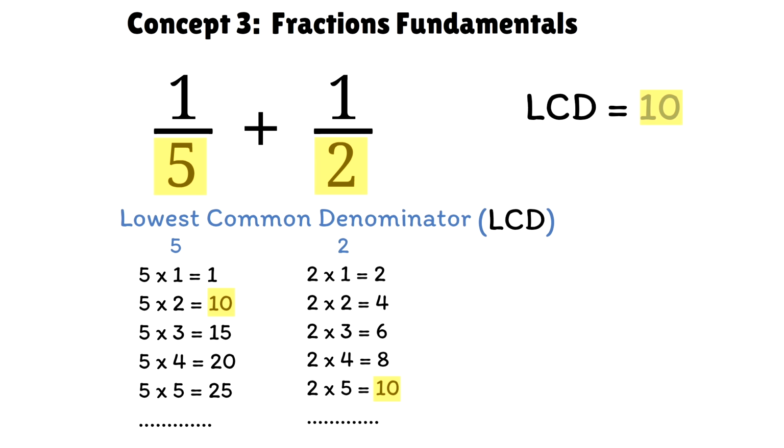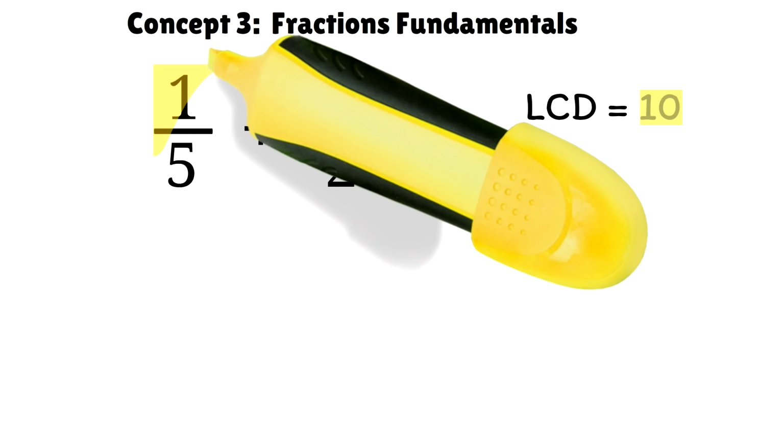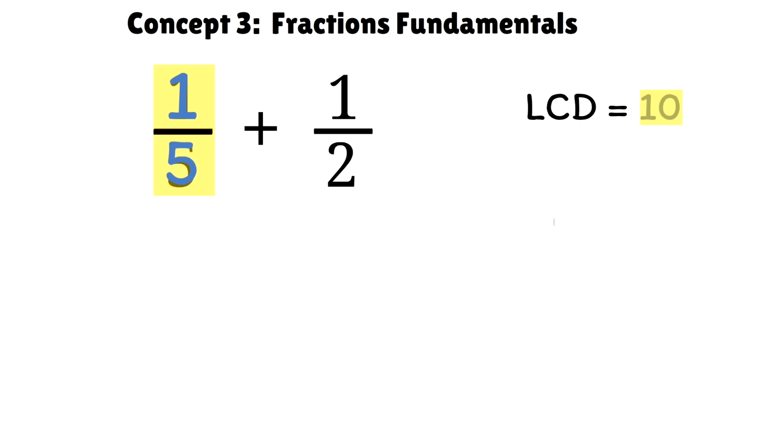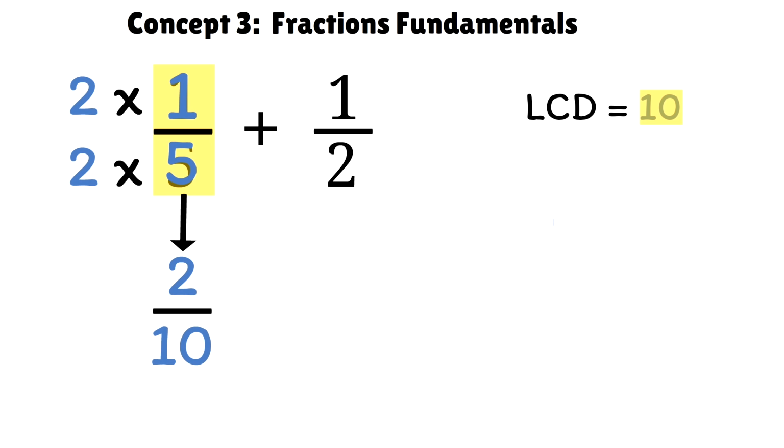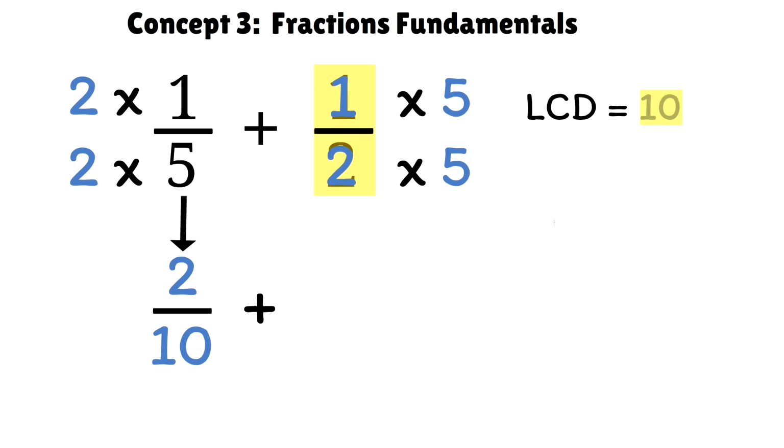number as the LCD. So let's start with the first fraction, 1/5. To give it the denominator of 10, we multiply both its numerator and denominator by 2. So the fraction 1/5 becomes 2/10. Next, for the second fraction 1/2. To give it the denominator of 10, we multiply both its numerator and denominator by 5. So the fraction 1/2 becomes 5/10. Note that we are now working with the two fractions, 2/10 and 5/10.